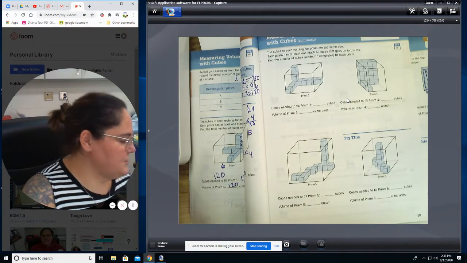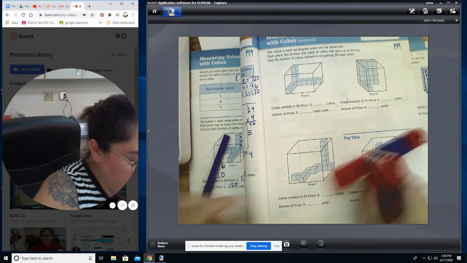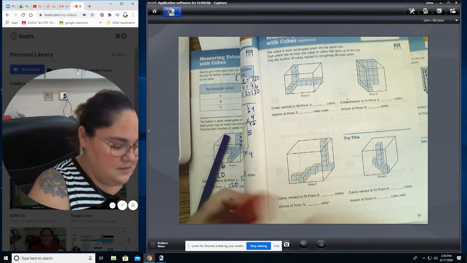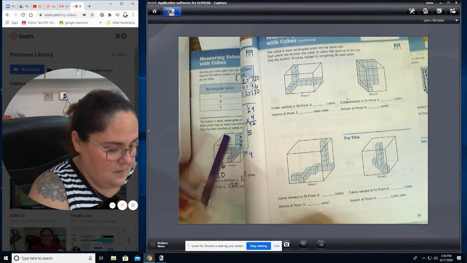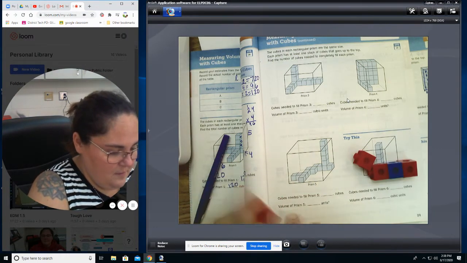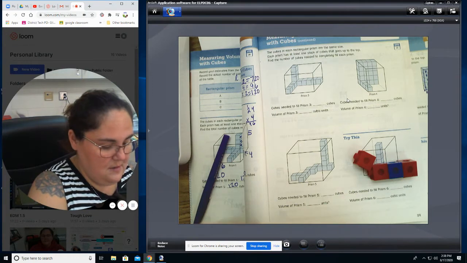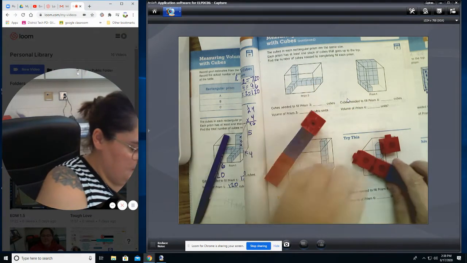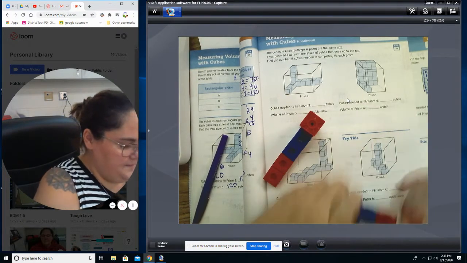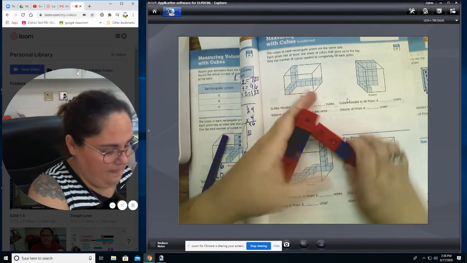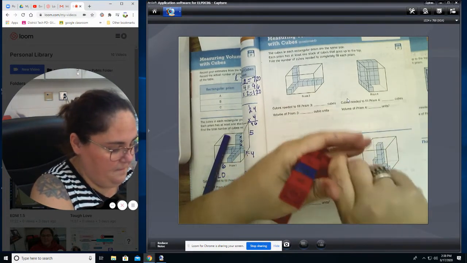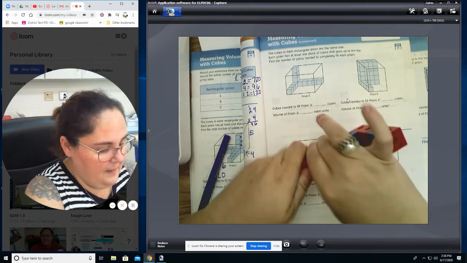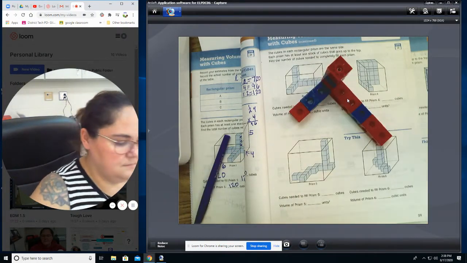This time I'm going to go ahead and build it. I think that's easier for me. 1, 2, 3, 4, by 1, 2, 3, 4, by 1, 2, 3, 4, 5, 6. Perfect. All right, here's my picture. There's my picture.